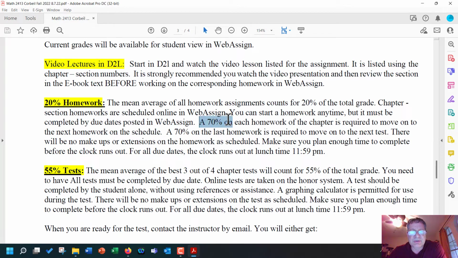You need to get a 70% on each homework to move forward. So you would do your first homework, you have to get a 70% on it to move to the second homework.